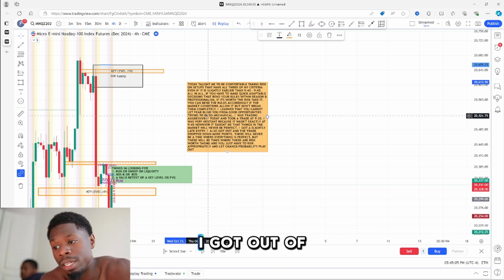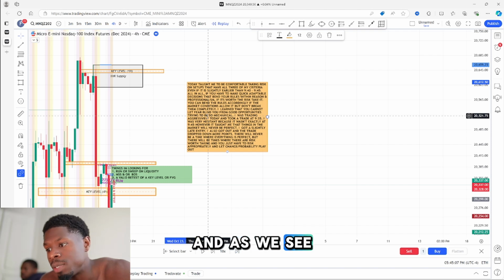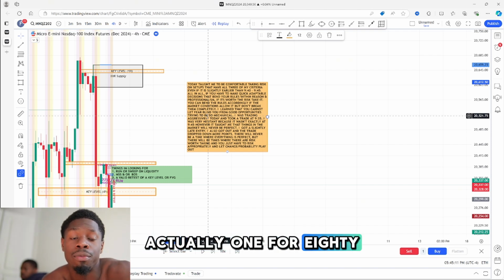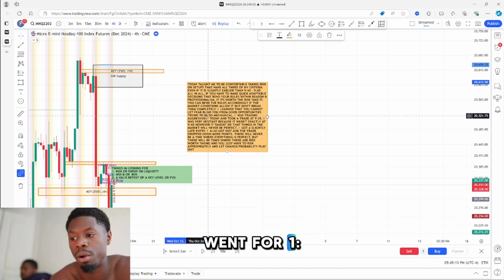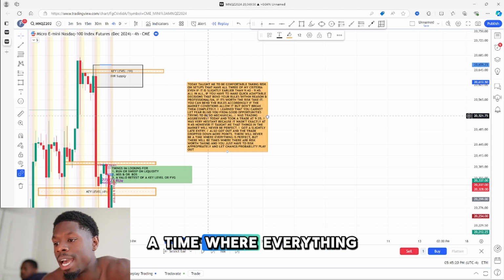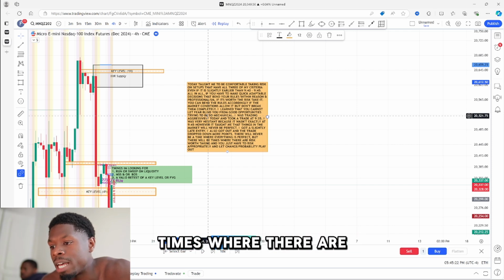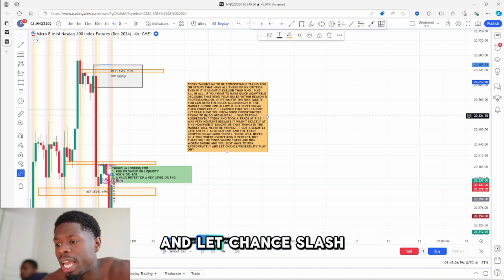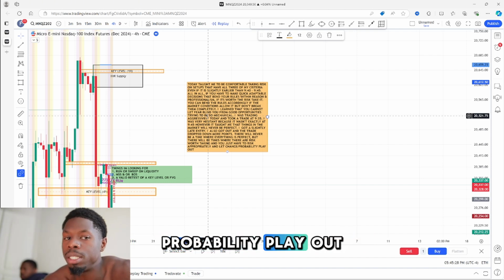I also got out of the trade at 1 and 2, and as we see, it dropped down more points. I got out at 50 points. It actually went for 87 points. I got out at 1 and 2, it went for 1 and 3, right? So to transition, I said there will never be a time where everything is perfect, but there will be times where there are risks worth taking, and you just have to risk appropriately and let chance and probability play out.